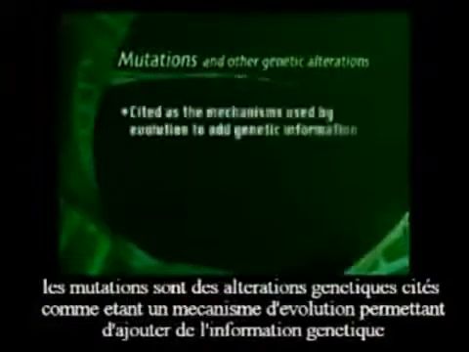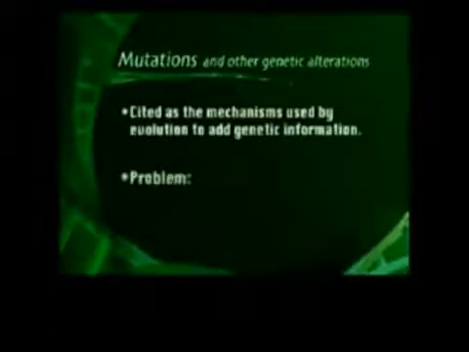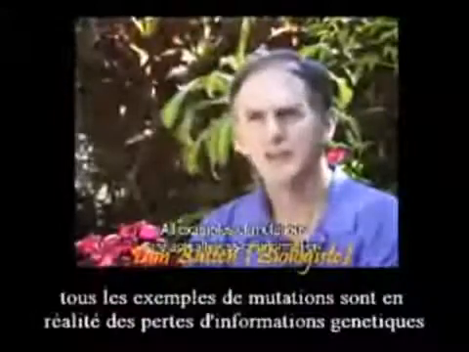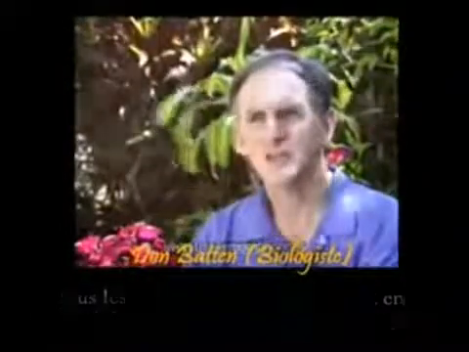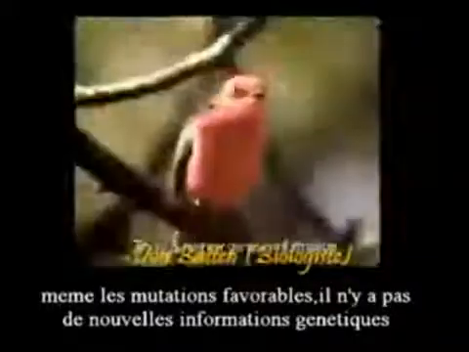What about mutations and other genetic alterations that are cited as the mechanisms used by evolution to add genetic information? Problem, they don't. Okay? Mutations lead to a loss of genetic information. All examples of mutations are actually loss of information, even the favourable ones. There is no new genetic information.